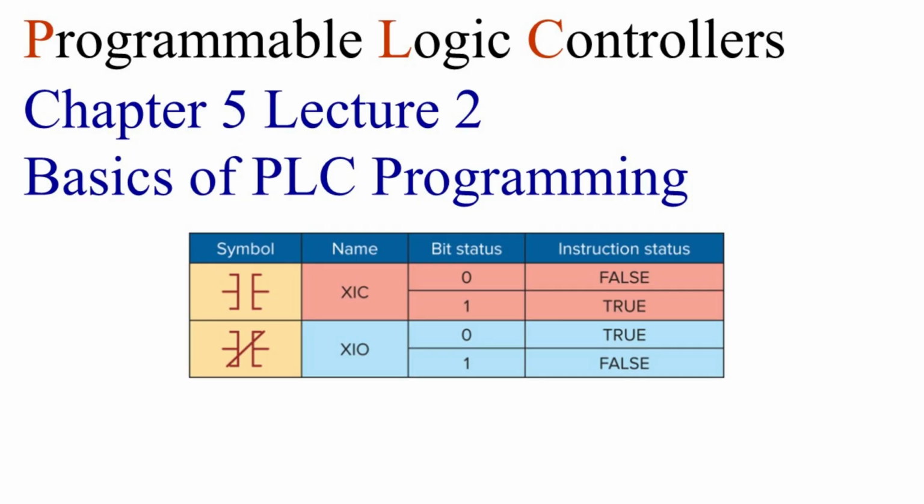Up to this point, we've talked about how PLCs process input and output data, and how ladder diagrams represent logic visually. Now we'll connect those ideas by seeing how the PLC interprets individual input bits and uses them to control outputs. Understanding this is critical before we move on to timers, counters, and more advanced control instructions.